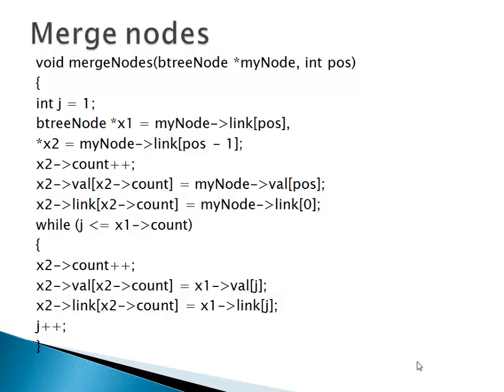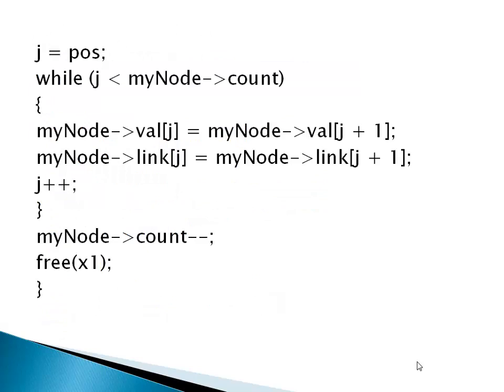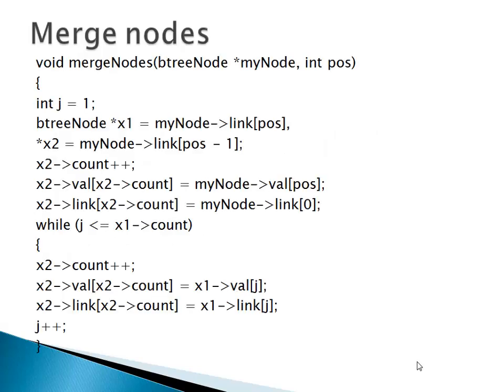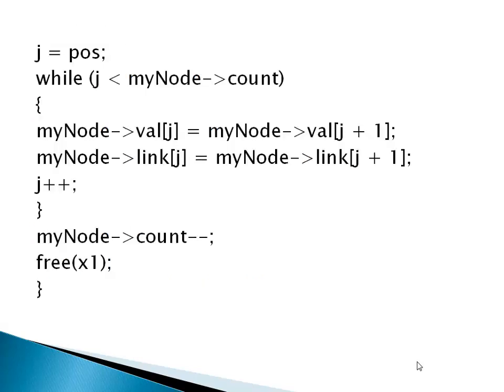Here I am taking one more node called my node. I am moving the values of x2 to my node. Then after that I am moving the values from my node and x1 to x2. So if j is equal to position, now while j is less than my node of count, then moving the values from here. So j plus plus, my node of count minus minus, free of x1. That is, here I am merging x1 and x2 to x2 and removing the x1 node.